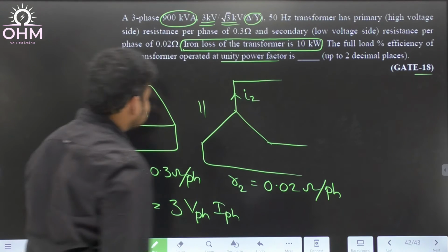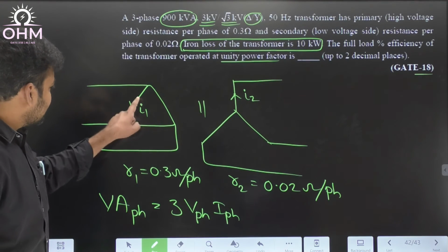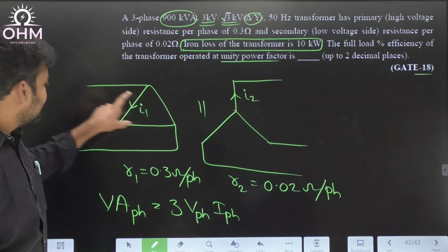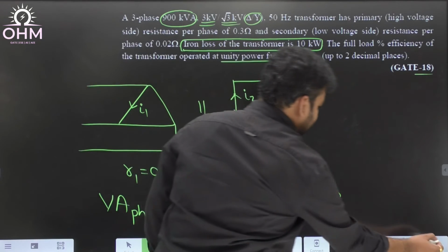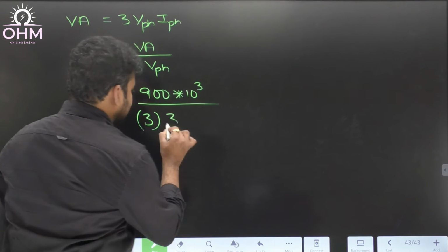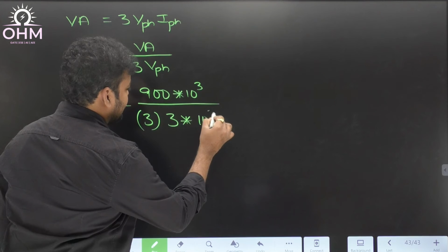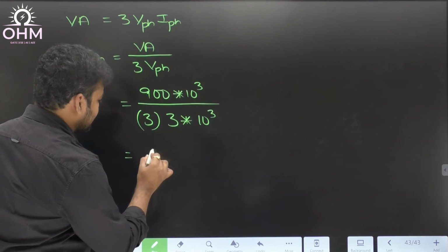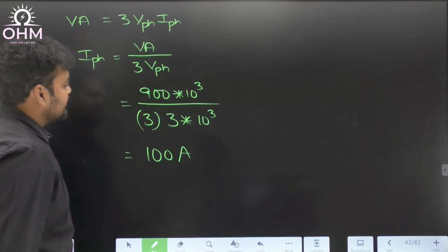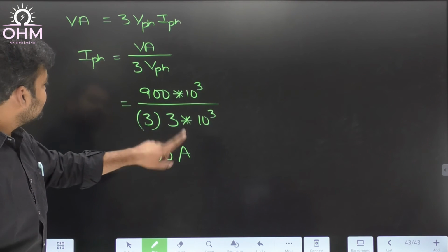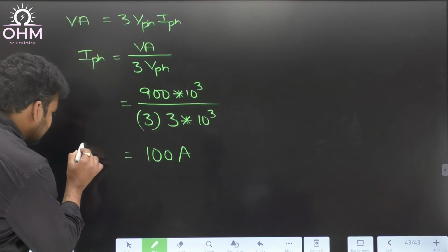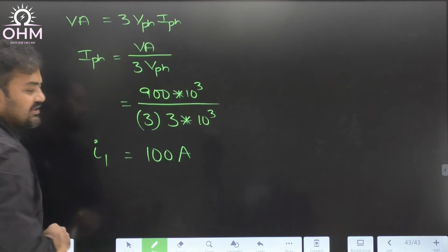Tell me, on the primary side, what is the phase voltage, guys? As the primary is a delta connection, phase voltage and line voltage are both the same, that is 3 kV, 3 into 10 power 3. So if you solve it, you will get 100 ampere, isn't it? 10 power 3 will cancel. 3 into 3 is 9, 900 by 9 is equal to 100 ampere. So this is the primary phase current, guys.